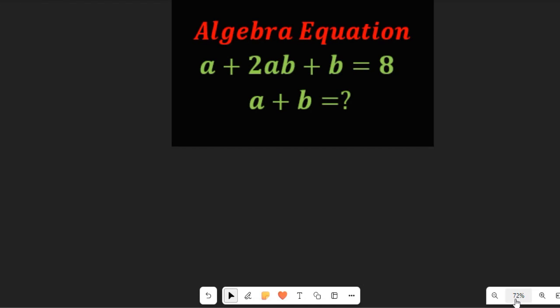Hello, let's find the value of a plus b in this algebra expression. We are given a plus 2ab plus b equal to 8. So we are going to find the value of a plus b.